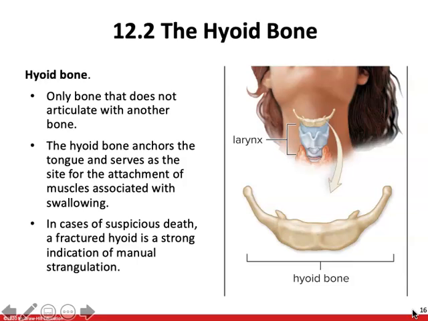The last bone that we really want to mention in this upper region of the head, face, and neck would be the hyoid bone. This is not part of the skull, but it is part of the axial skeleton. It's the only bone in the body that does not articulate with another bone, so it does not touch, connect, or move against another bone. The hyoid bone is going to be responsible for anchoring the tongue, and it serves as the site of attachment for muscles that are associated with swallowing. In cases of suspicious death, a fractured hyoid is a strong indication of manual strangulation.